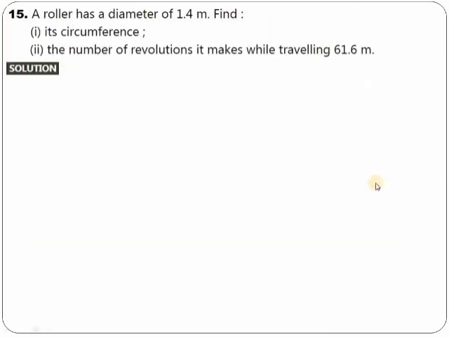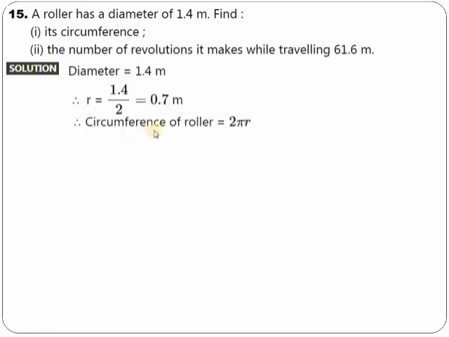Let's see the last question for the day. Again, it's a similar kind of problem. A roller has a diameter of 1.4 meter. You need to find its circumference. A roller and a wheel both play the same role. Diameter is given to be 1.4. We'll find the radius, which will be just half of this, which is 0.7 meter. So let's find the circumference of the roller.